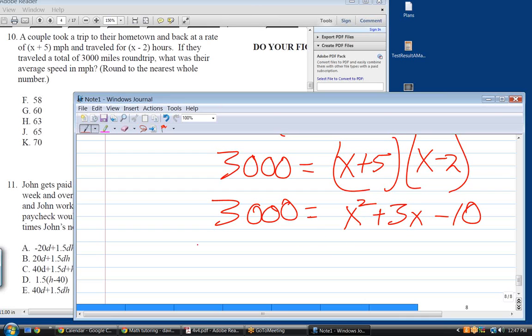Well, how am I going to solve this problem? If I can solve for x, I can see that they went there and back at an average rate of x plus 5 miles per hour. So once I get x, I have my answer. How do you get x when you have that? I would always set one side equal to 0. And when you have a 3-term quadratic like this, you just get both sides like that. In other words, I subtract 3,000 from both sides.